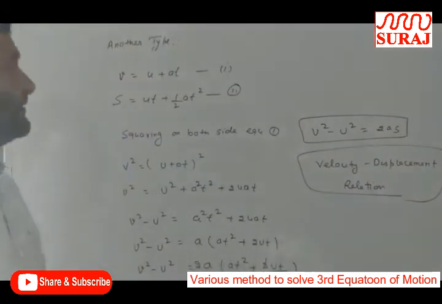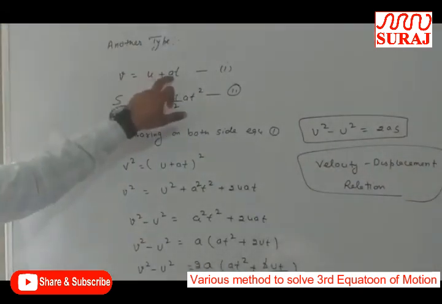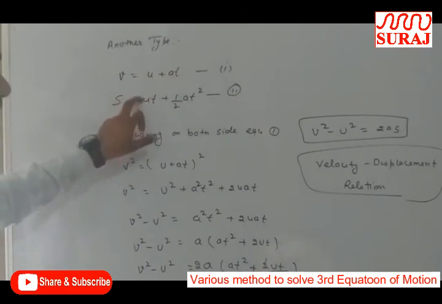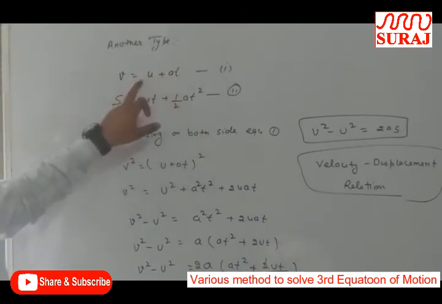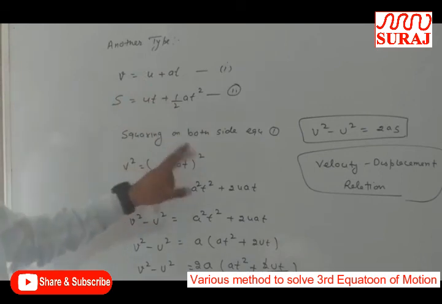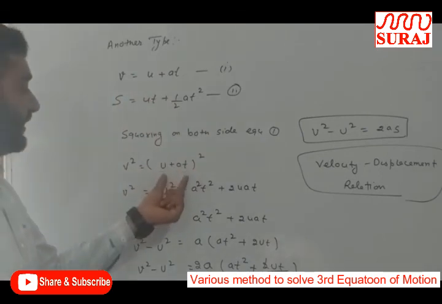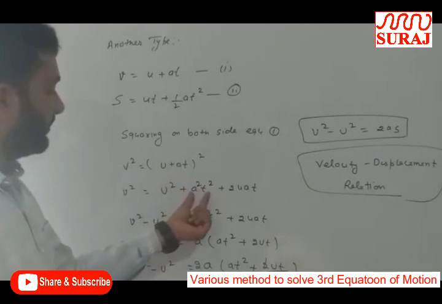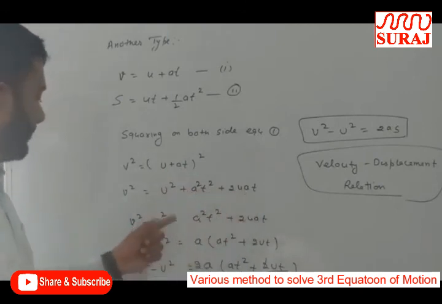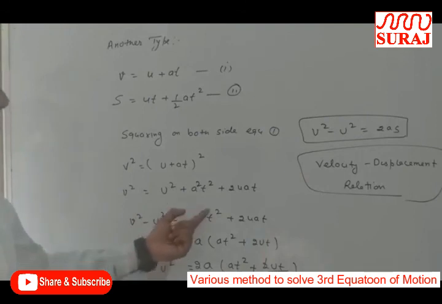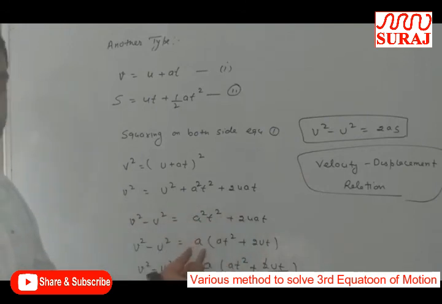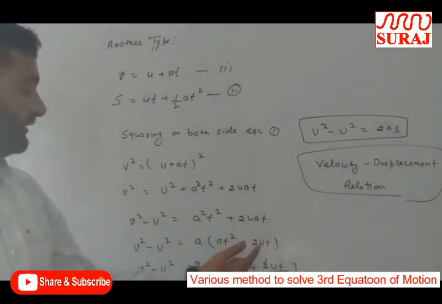I again repeat it. From first we have v is equal to u plus at. From second we have s equal to ut plus half of at square. Squaring on both sides equation first, then v square is equal to (u plus at) whole square. By solving (a plus b) whole square, then a square plus b square plus 2ab. From here I bring u to this side, then v square minus u square is equal to a square t square plus 2uat. From here a is common, so a (at square plus 2ut).